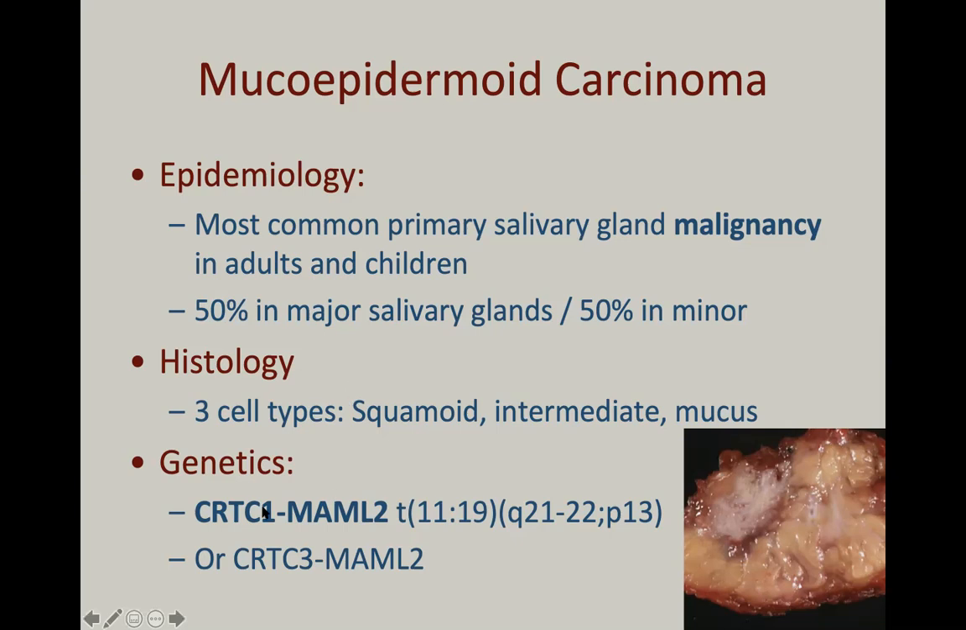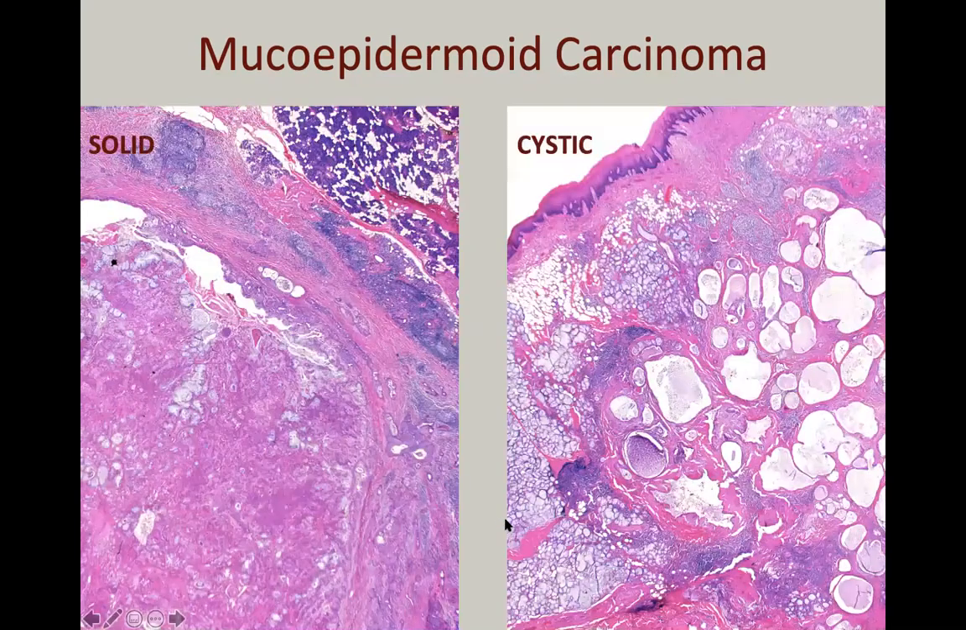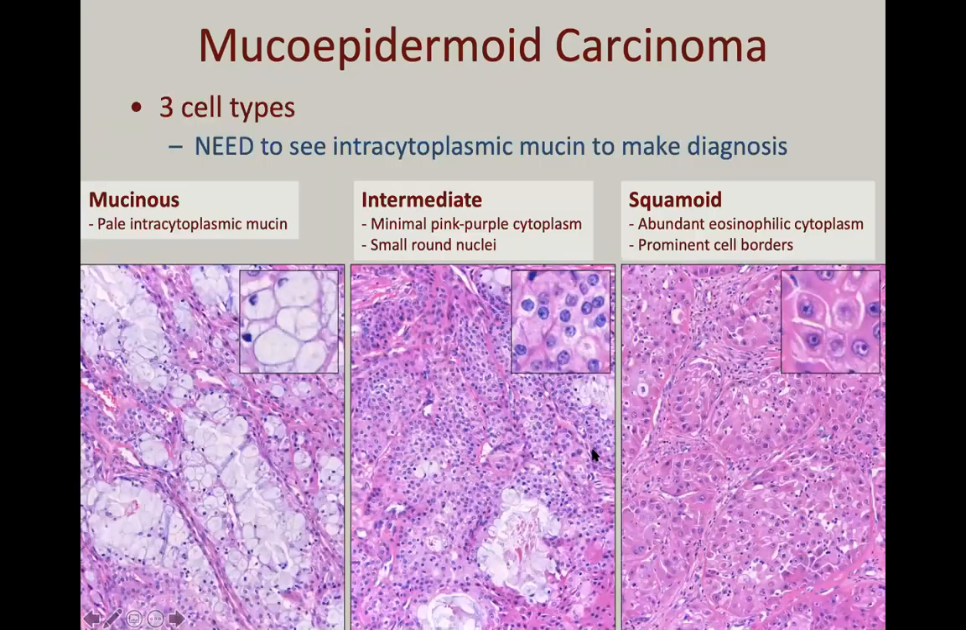The genetics in this is CRTC1 or CRTC3 fused with the MAML2 gene. So basically, MAML2 gene rearrangement is definitional of mucoepidermoid carcinoma. It can be either solid or cystic on low power. And whether it be solid or cystic, it should demonstrate all three cell types.